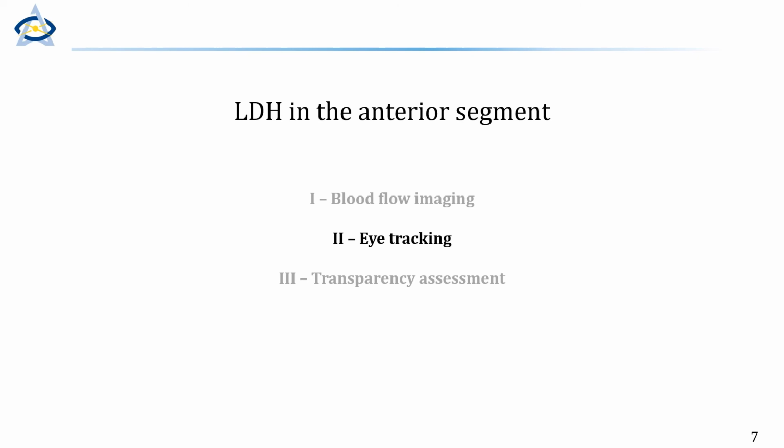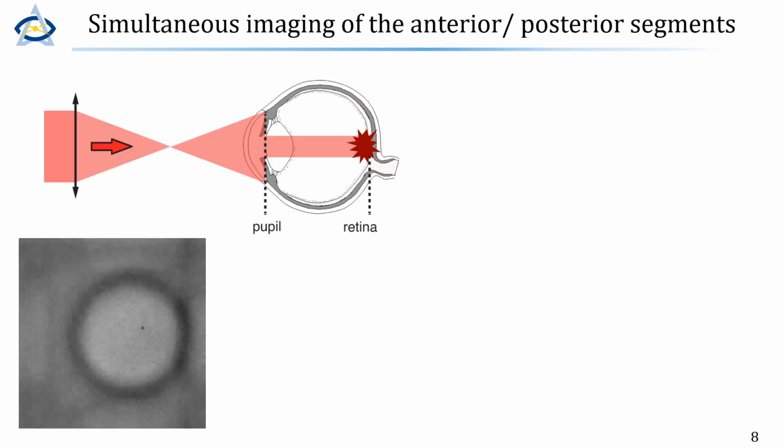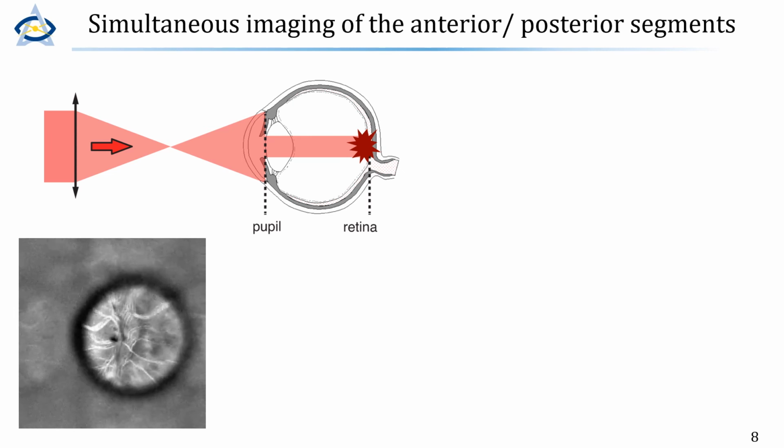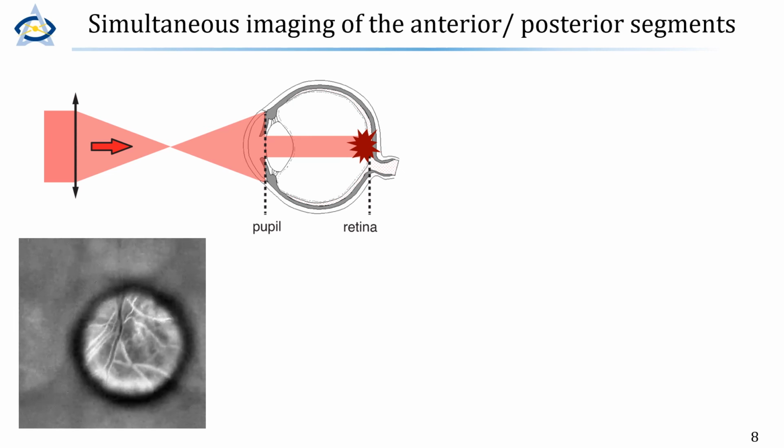Right, so the second part of the presentation is the eye tracking. So we are doing digital holography, so it means that we can propagate the optical field that we record on the camera to the plane of interest that we want.